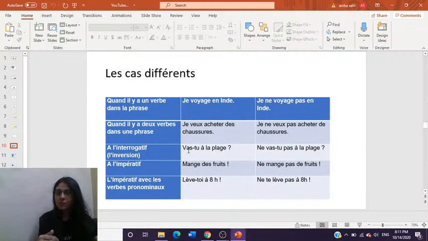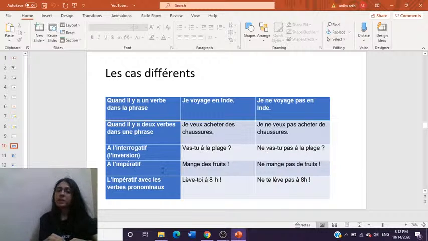Now in the negative form, "ne" will come as usual before the verb, but "pas" will be placed after the subject pronoun, that is "tu". So over here, generally we place "ne" and "pas" immediately before and after the verb, but since the verb and the subject pronoun are together, we treat it as one single unit and we put "pas" after the subject pronoun.